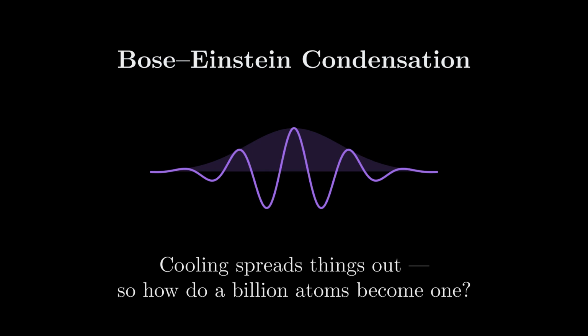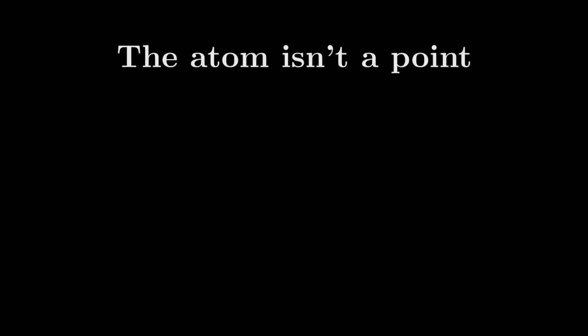Cooling should spread things out and quiet them down. How could it instead make a crowd collapse into one? Hold that question. To unravel it, we have to drop a comforting lie, that an atom is a tiny ball sitting at a point. Basic quantum mechanics already told us otherwise.